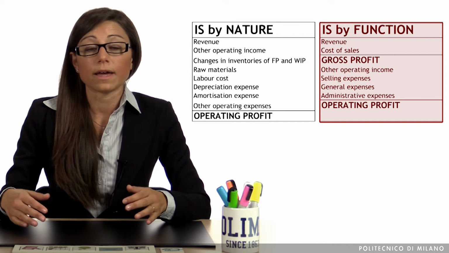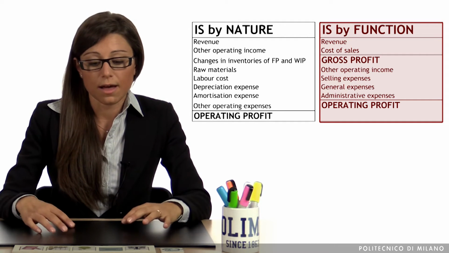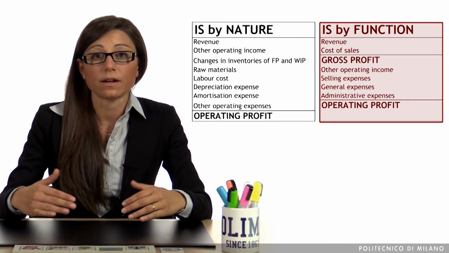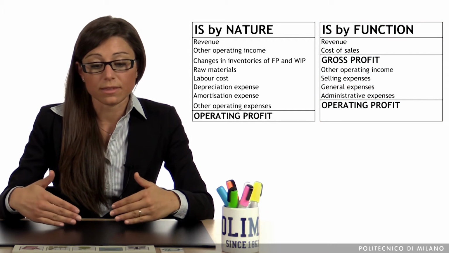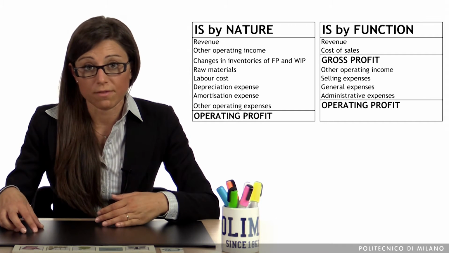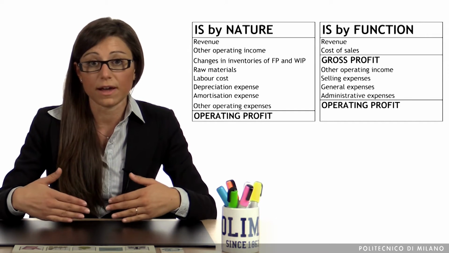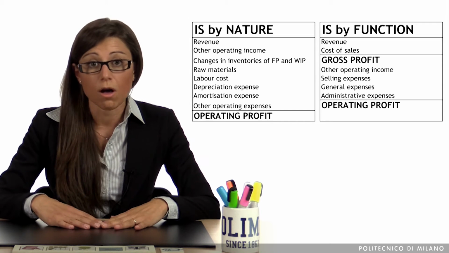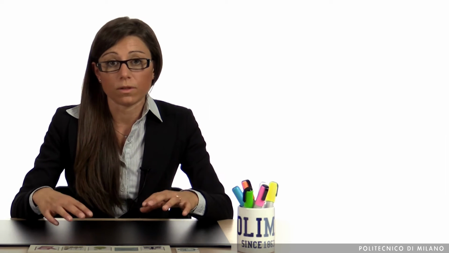Of course, apart from the operating costs, all of the other revenues and costs are the same, either we are using the income statement by nature or by function. So basically the overall profit and the final result is always the same. What changes is represented only by the classification of these costs. We are now focusing on the structure of the income statement by function.